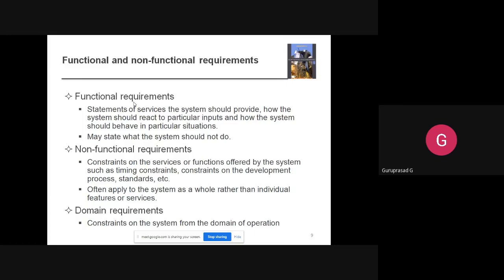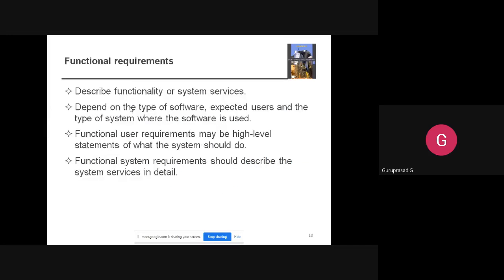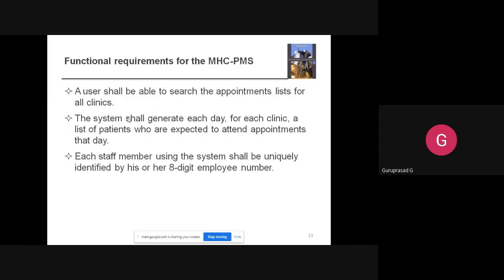So the broad classification, please remember: functional versus non-functional requirements, and of course the domain requirements. Already I told you, functional requirements describe the functionality or the system services, so they should describe the system services. This is the example I gave of a functional requirement. Last class I told what is the functional requirement of a mental health care patient management system.